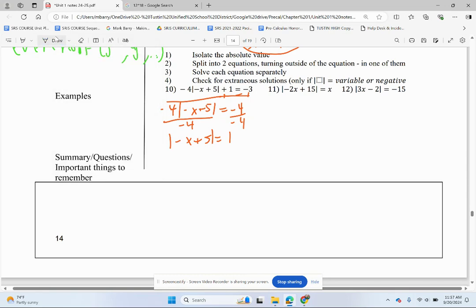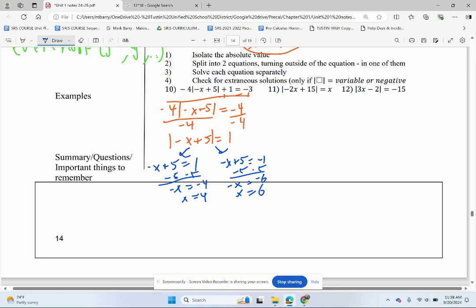Okay, so we're going to split it into two equations. The first one, I'm just going to write it without the absolute value: -x plus 5 equals 1. The second one, I'll do -x plus 5 again, but this time it's going to equal -1. Okay, so now we need to solve these. So I'm going to subtract the 5 over here. So -x equals -4, which means x equals 4. Over here, I'm going to subtract the 5, and that means that -x equals -6, so x equals 6.